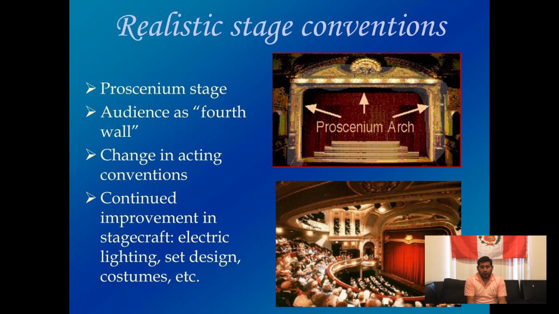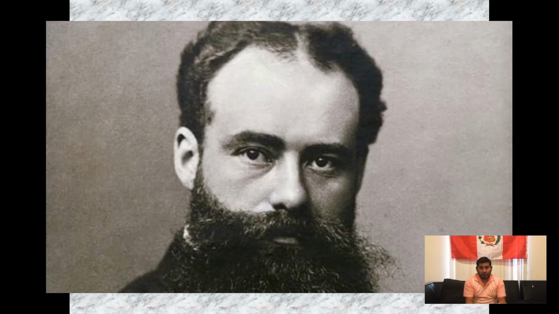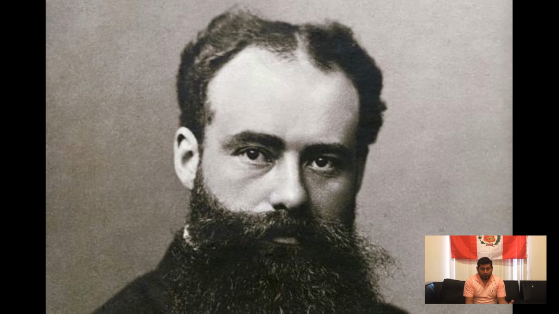And in 1889 in Germany, a man called Otto Brahm created another independent theater movement in Germany, and he was very notable because he helped many new playwrights at that time put their plays on a stage. Guys like Hermann Sudermann and Gerhart Hauptmann started getting very famous because of the opportunity that this man gave them.